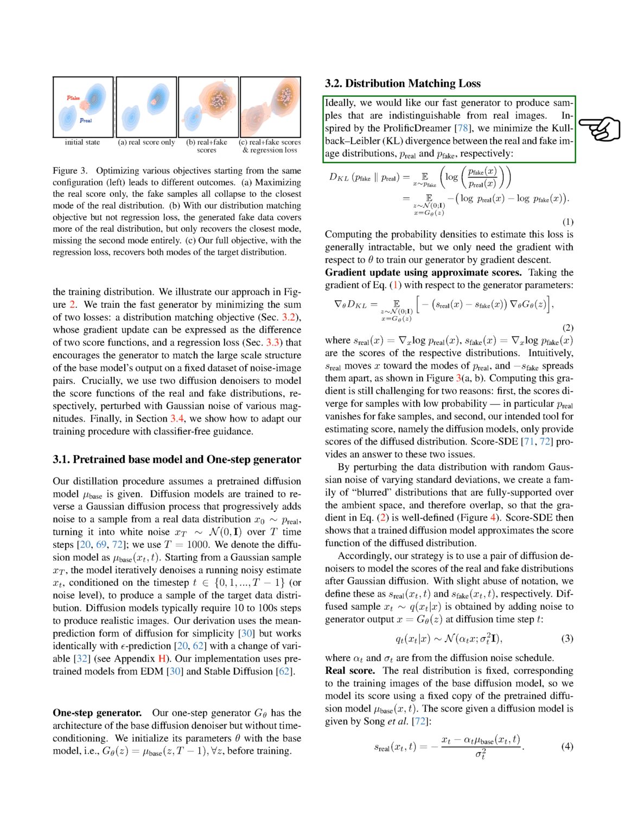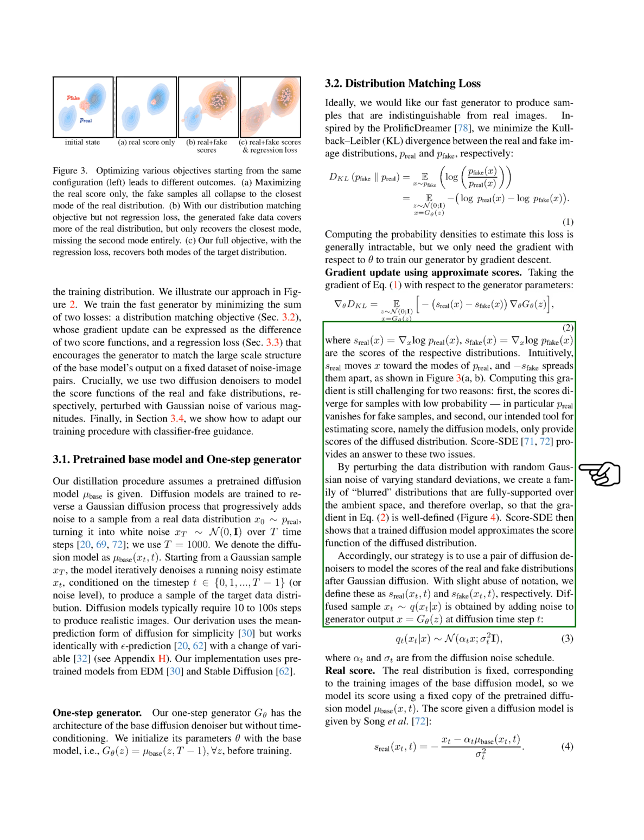Ideally, we would like our fast generator to produce samples that are indistinguishable from real images. To achieve this, we minimize the Kullback-Leibler (KL) divergence between the real and fake image distributions. Computing the probability densities to estimate this loss is generally intractable, but we only need the gradient with respect to the generator parameters to train our generator by gradient descent. Taking the gradient of the KL divergence with respect to the generator parameters, we get the scores of the respective distributions.